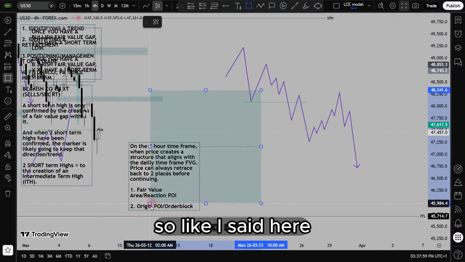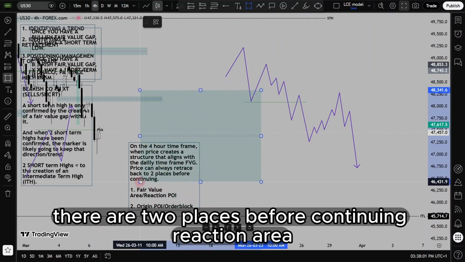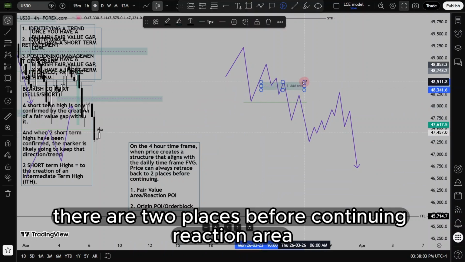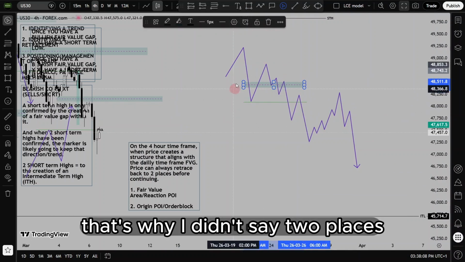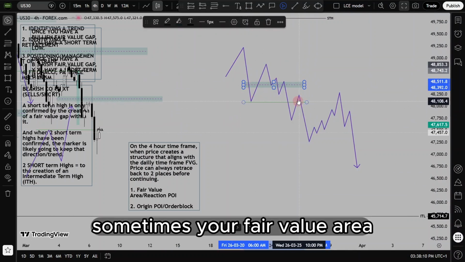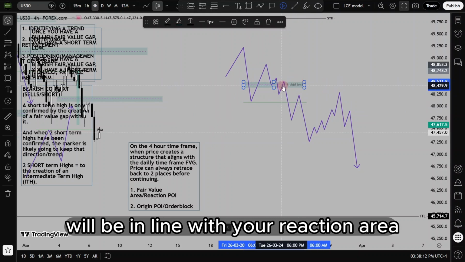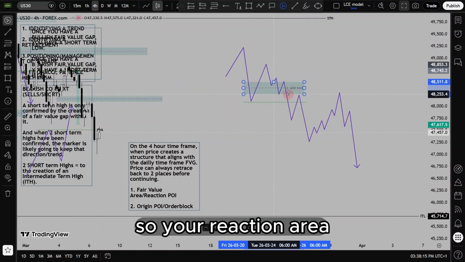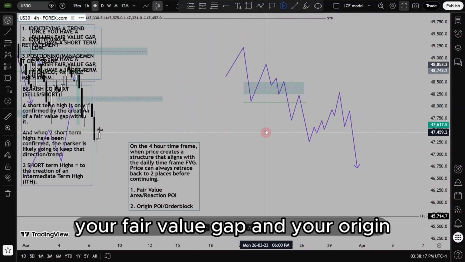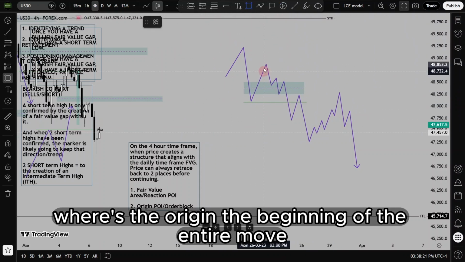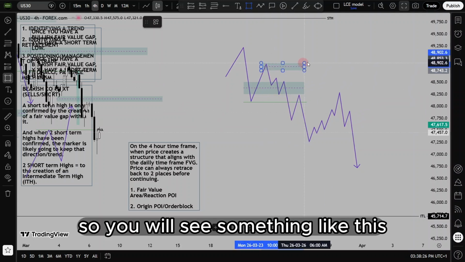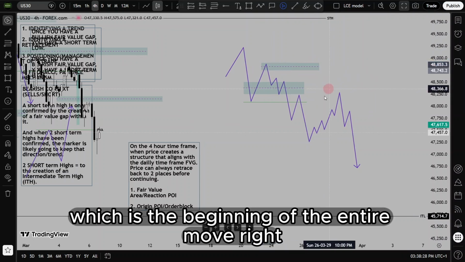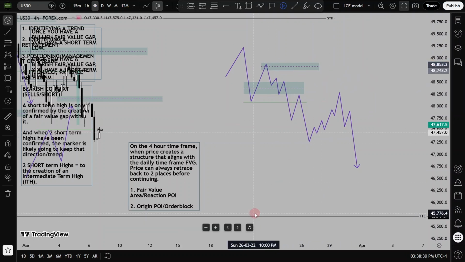So like I said here, there are two places before continuing: the reaction area, which is usually close to the fair value area. That's why I didn't say three places. Sometimes your fair value area will be in line with your reaction area. So your reaction area, your fair value gap, and your origin. Where's the origin? The beginning of the entire move. So you will see something like this, which is the beginning of the entire move, right?